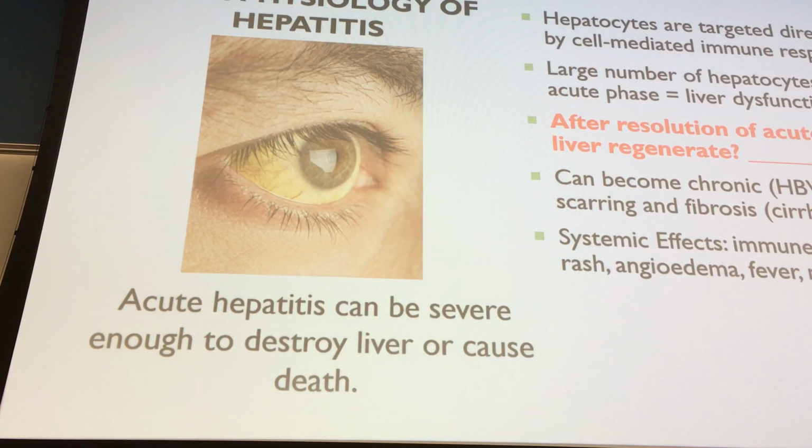Okay, let's talk about hepatitis, the patho behind it. The hepatocytes are targeted directly by the virus, and then your body immediately has a response to it, okay? The large number of the hepatocytes are destroyed in the acute phase, but basically by then, you already have some sort of liver dysfunction. You see the yellowing of the eyes? I'm sure you guys have seen that.